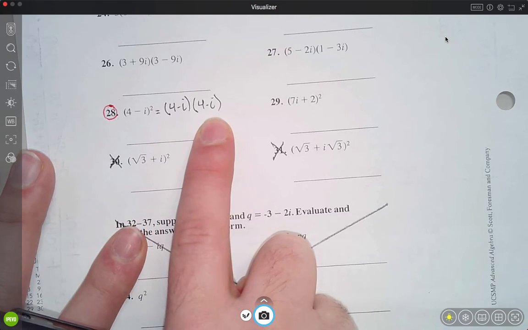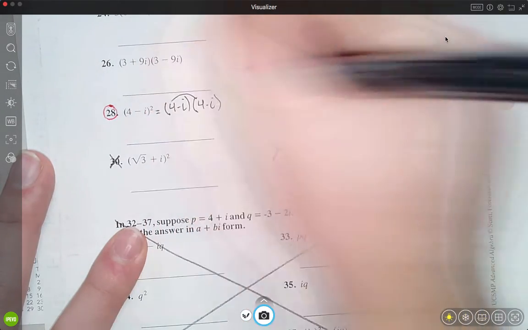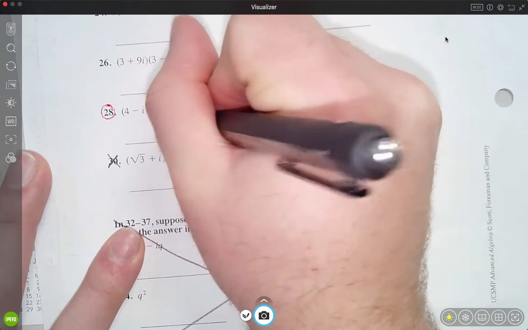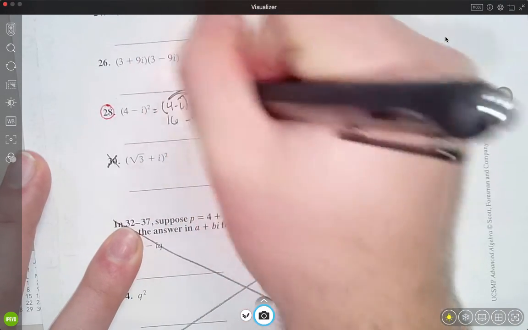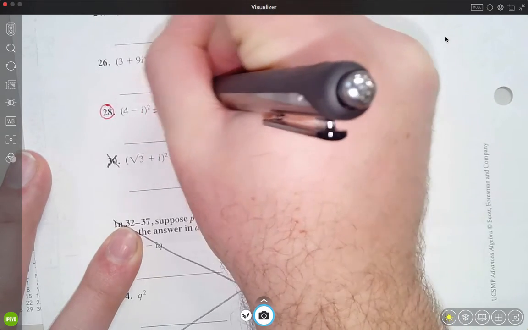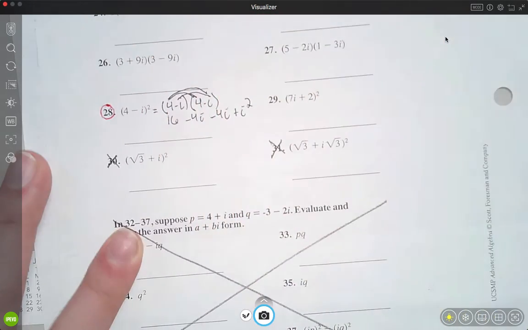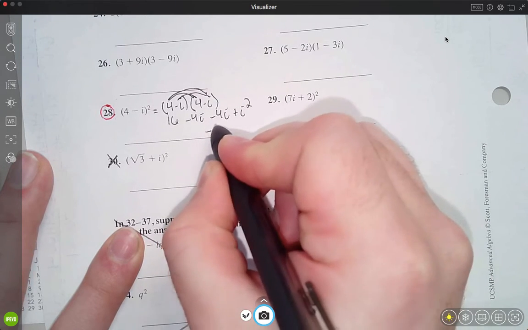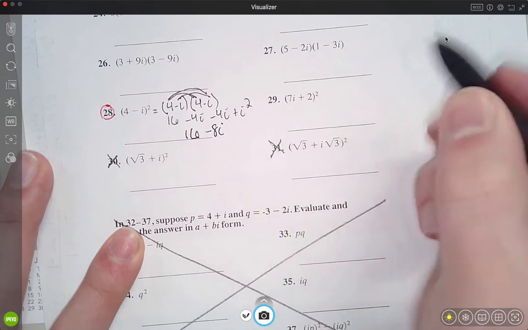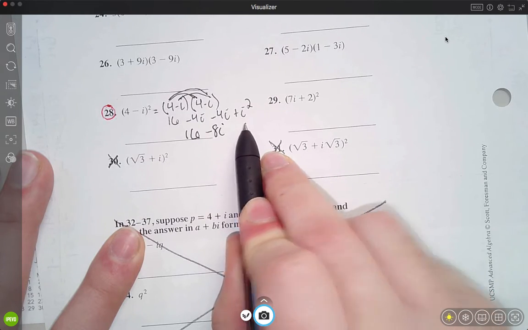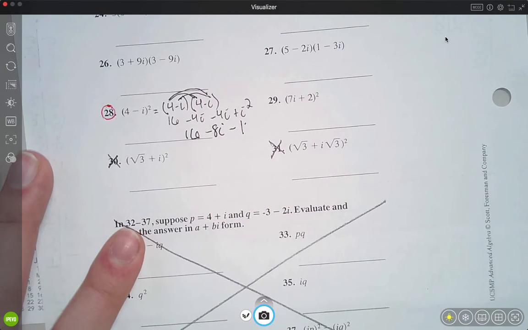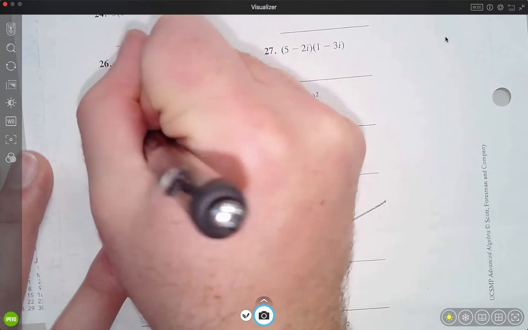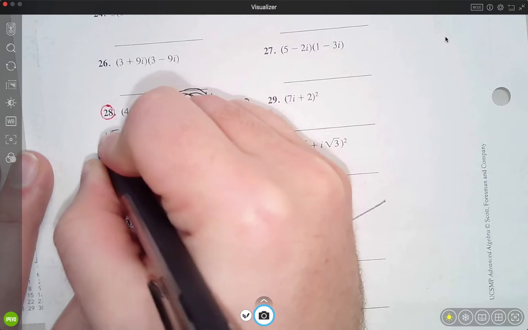So I'm going to take the 4 and multiply it by the 4, which gives me a 16. I'll take the 4 and multiply it by the negative i, which gives me negative 4i. Negative i times 4 is negative 4i. And negative i times negative i is a positive i squared. Finally, I'll simplify those. Negative 4i and negative 4i is negative 8i. Bring down the 16 on the front. A positive i squared is really like a negative 1, so there's a minus 1 there. Combine my 16 and my negative 1. My final answer here is going to be 15 minus 8i. And there's my answer.